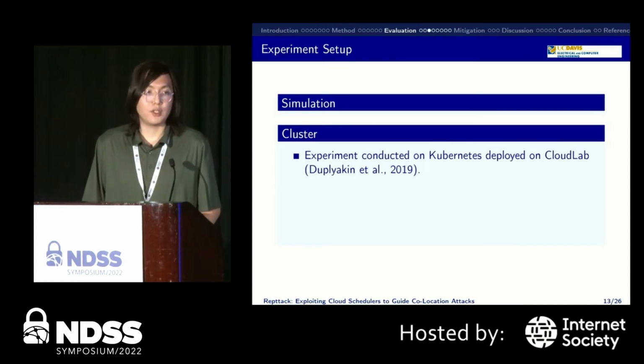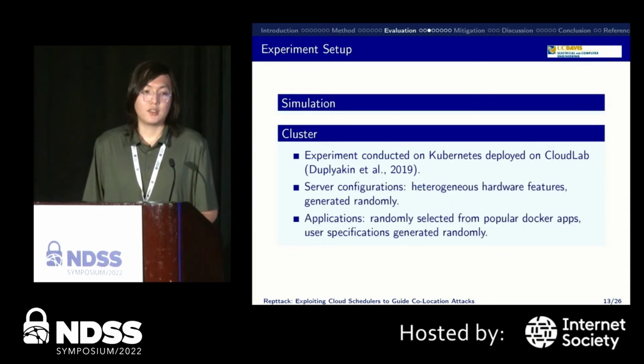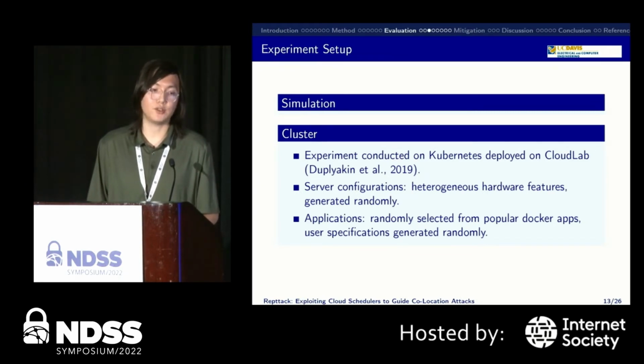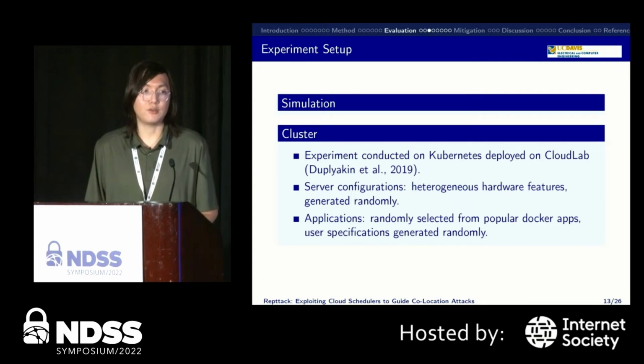And we also test our work on a cluster. The experiment is conducted on a Kubernetes cluster deployed on CloudLab. Server configurations, similar to our simulation, are done in a random manner, so that heterogeneous hardware features can be generated. Applications are also randomly selected from popular Docker container apps, and user specifications are also generated randomly.